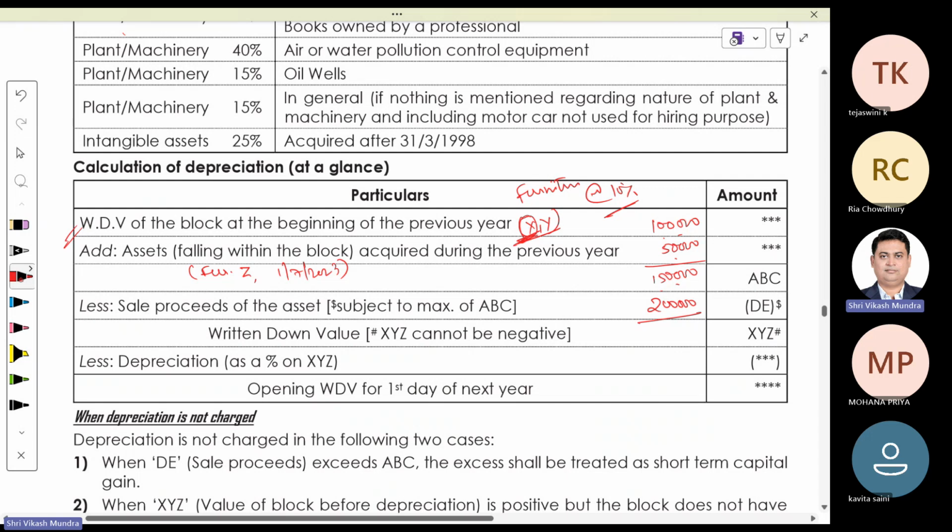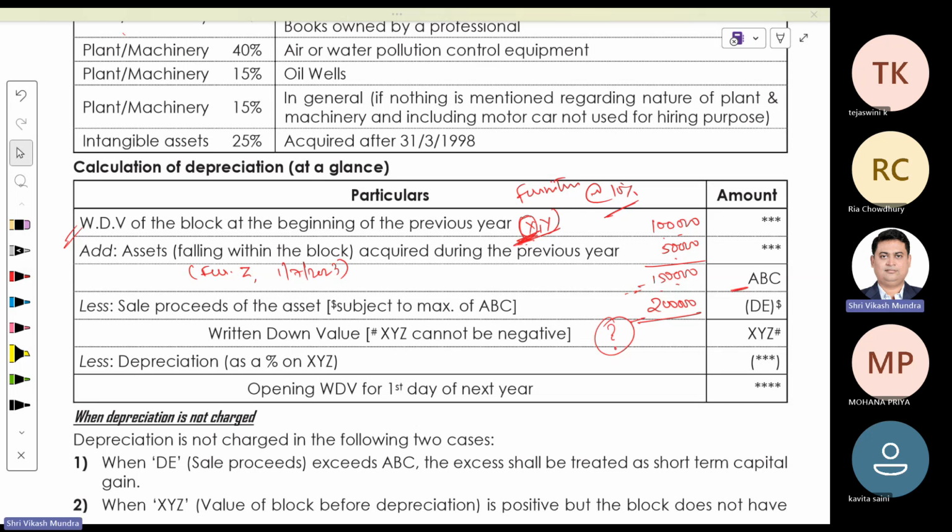If we reduce the entire 2 lakh, do you think there is any value which we are supposed to amortize? At most we can reduce 1,50,000, the ABC, as sale proceeds. If furniture X has been sold for rupees 2 lakh, do you think we earned something, or is some value still there in the block which we are required to amortize by way of depreciation? What is your take? Anyone?